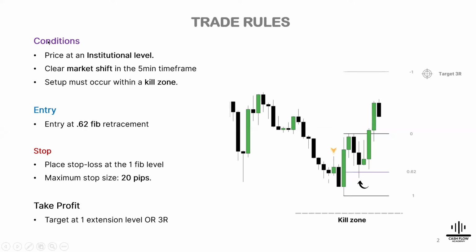For simplicity, I've been able to group these rules into conditions, entry, stop, and take profit. So for conditions, you want to see this pattern occur at an institutional level in a higher time frame. It could either be an order block, a breakout block, or a fair value gap. What you do next is go down to a smaller time frame, which is the 5-minute time frame. It's not just any small time frame, the 5-minute time frame.